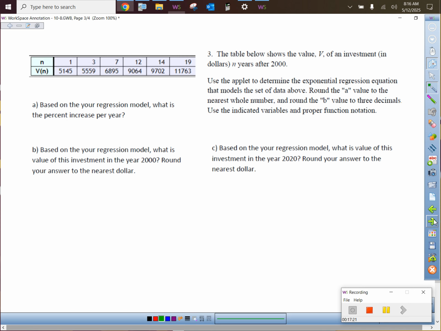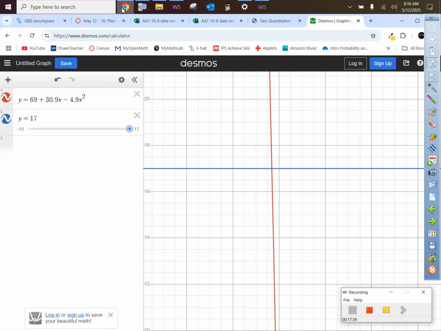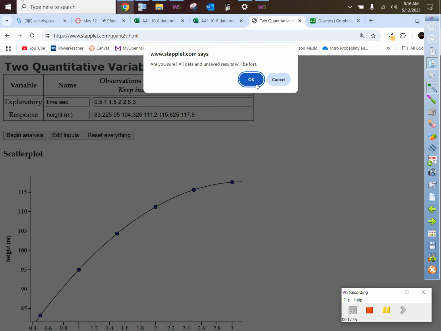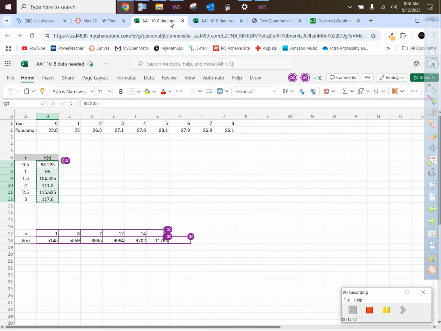It says the table below shows the value of an investment n years after 2000. I don't want to bore us too much because I want to get to our activity, but are we okay with what investing money is? Like, you let it sit there and it'll grow, all that stuff. So let's put it into the applets. So we're going back here. I'm going to reset everything, and we will copy this data.